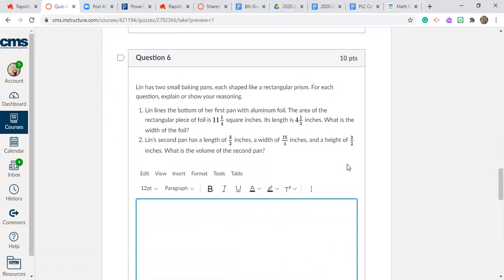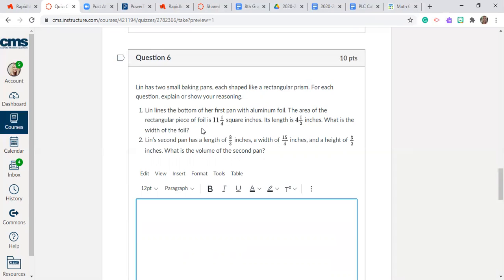Question number 6. Lynn has 2 small baking pans, each shaped like a rectangular prism. For each question, explain or show your reasoning. Lynn lines the bottom of her first pan with aluminum foil. The area of the rectangular piece of foil is 11 1/4 square inches. Its length is 4.5 inches. What is the width of the foil?